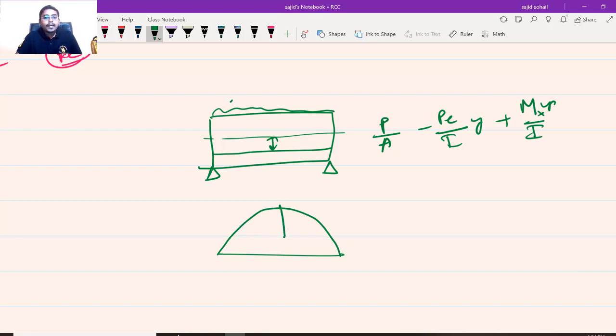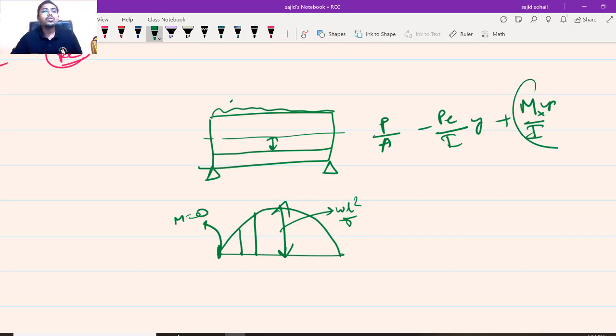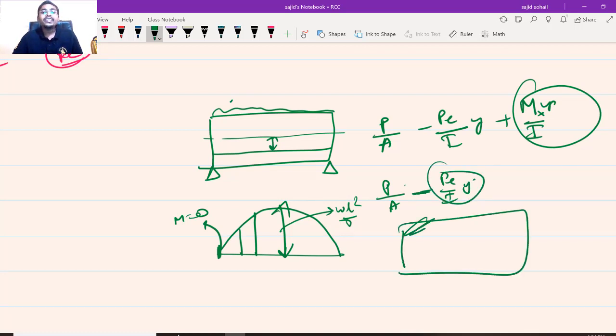Bending moment is maximum here, WL square by 8. But what happened to this section? It is decreasing. What happened to this section? It is further decreasing. If you are taking the beginning at the support, what is the moment? Moment is 0. Therefore, what is happening? If my PE by I into Y is more than P by A, I am developing tension at the top because of this constant eccentricity.